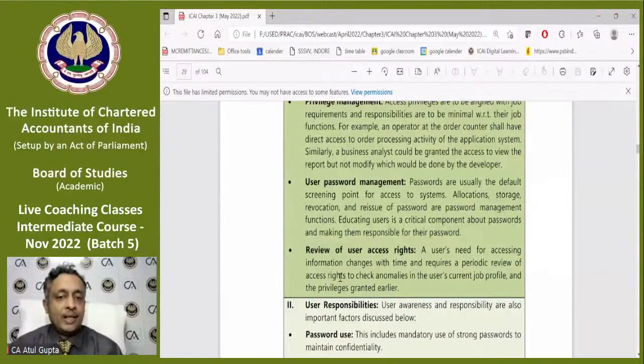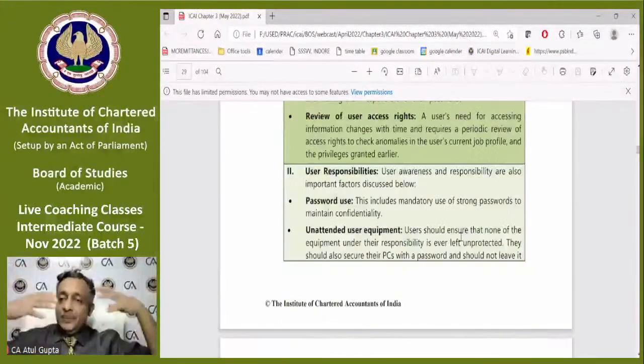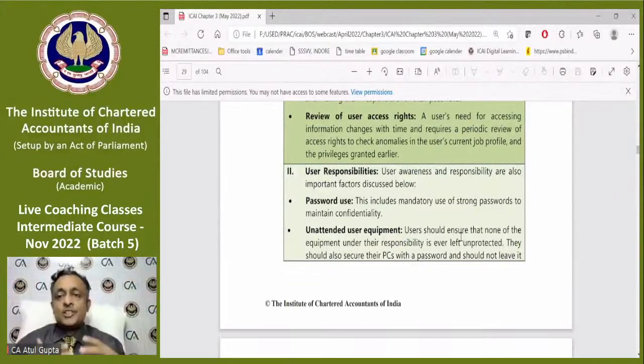User access management. Next is user responsibility. Once a user has been created and passwords have been given, the responsibility is on the user. Usage of a strong password, I have shared an example. Then you must not have unattended equipment.